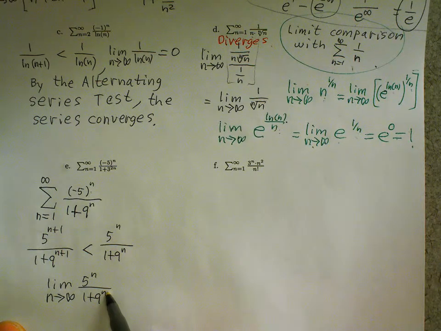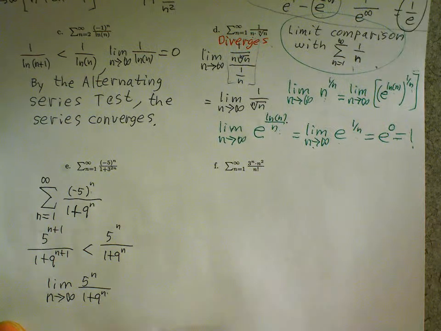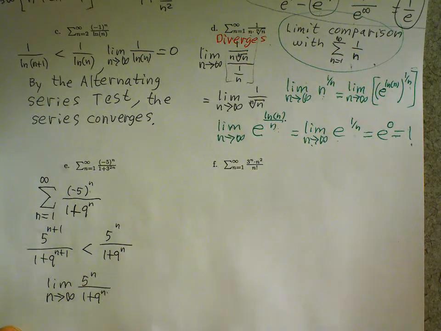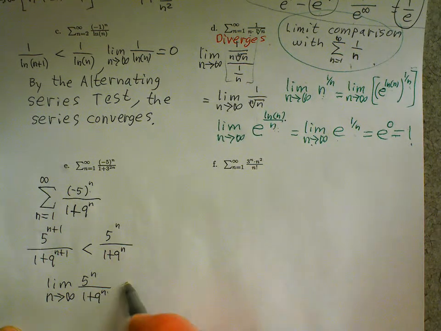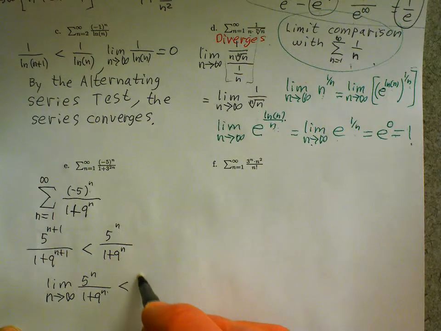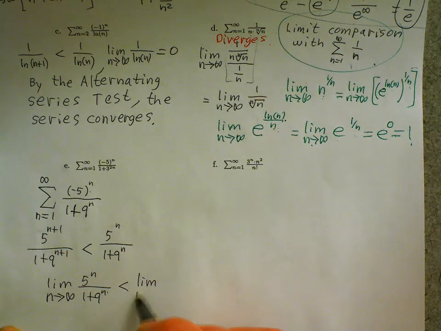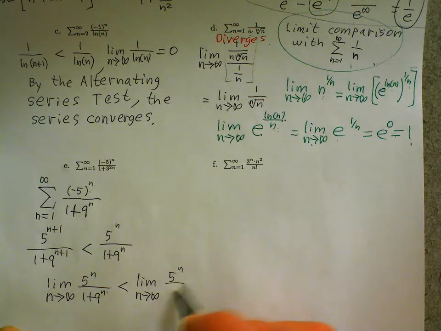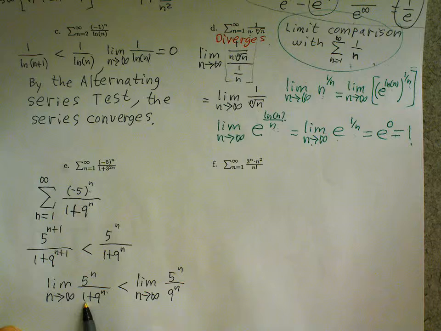Okay, but note that 5 to the n over 1 plus 9 to the n, all of the terms are positive, but this is less than the limit of 5 to the n over 9 to the n. Right, this denominator, 1 plus 9 to the n, is bigger than that one, so that means the fraction is smaller, right?